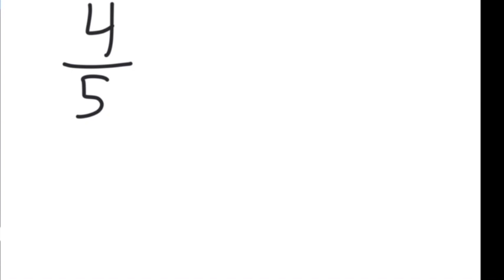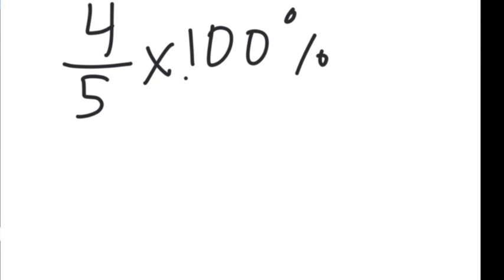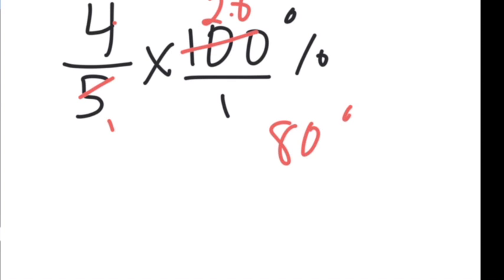There are several ways to do this, but one of the easiest is to just multiply it by 100%. If we multiply by 100%, which is really 100 over 1, we can simplify right away. So it's 1, that'll be 20. So 4 times 20 is 80. So the answer is 80%.